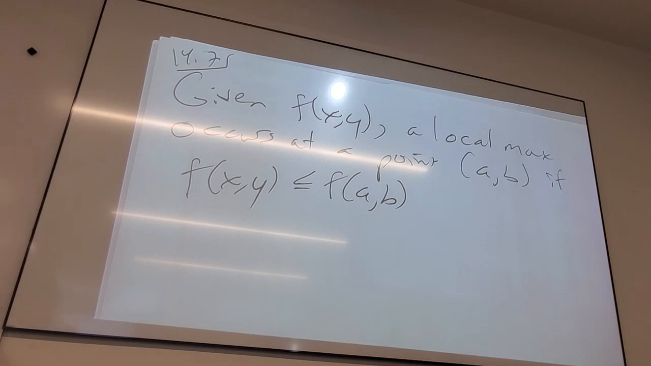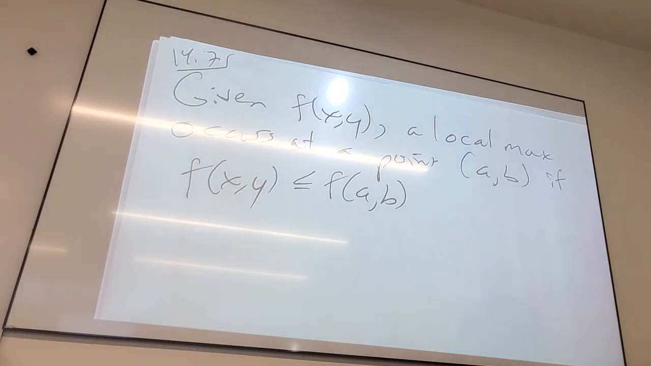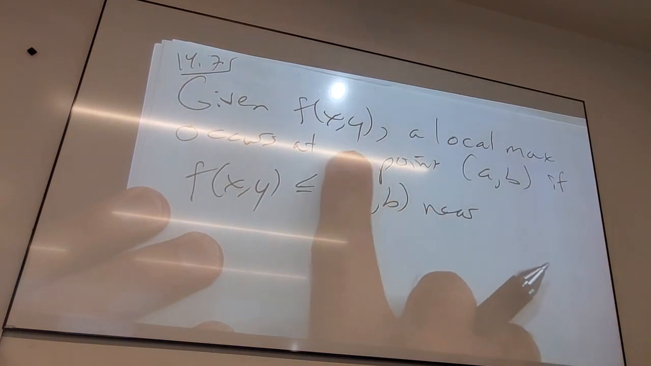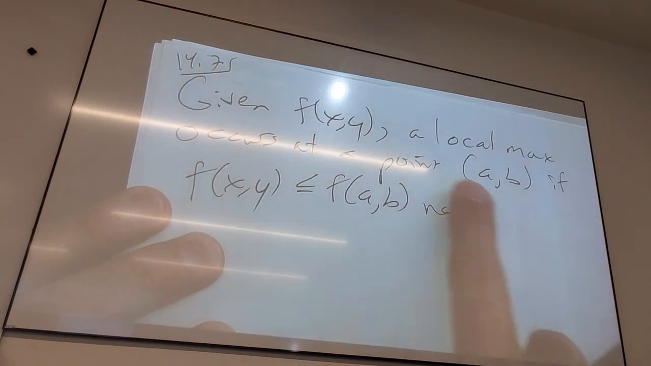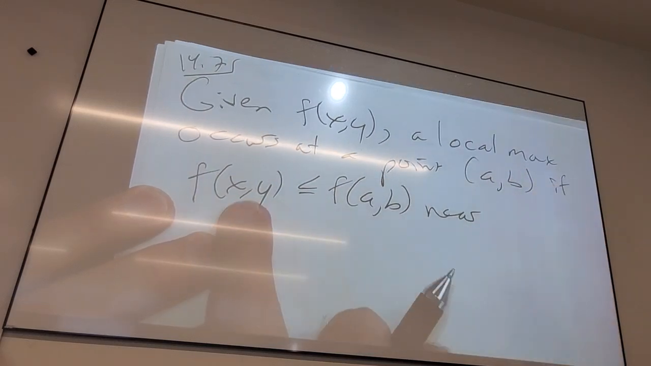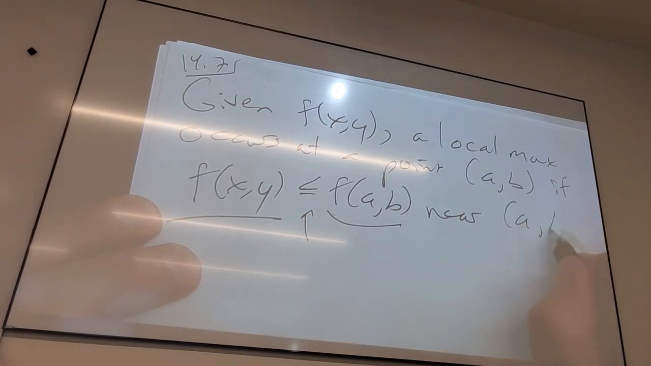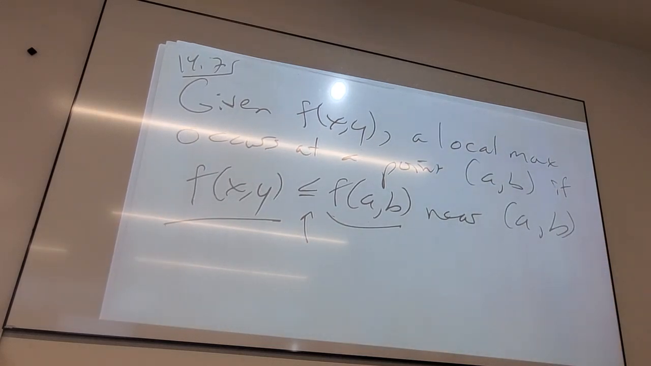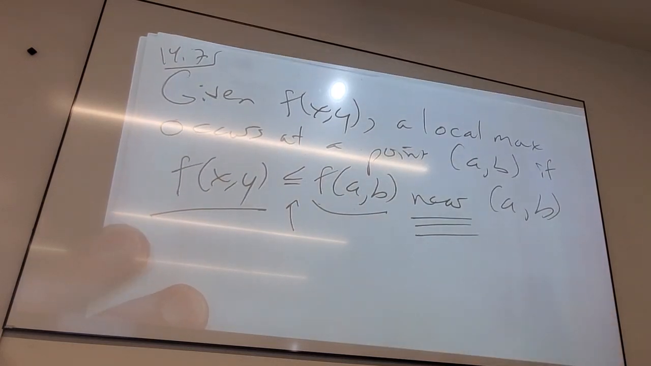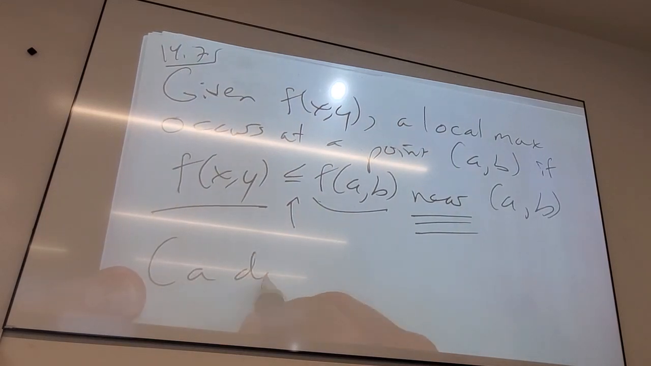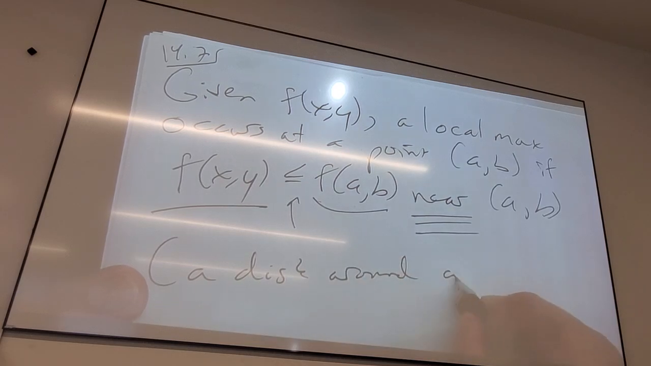All right, so this is just pure definition. It's not going to lead to a very practical methodology, but we have to lay down just the definition. So, given a function of x and y, a local max occurs at this point if f of x, y is always less than or equal to it near a, b. And of course, the operative word in that is near. This is doing a lot of heavy lifting. So near would be a disk around the point a, b.